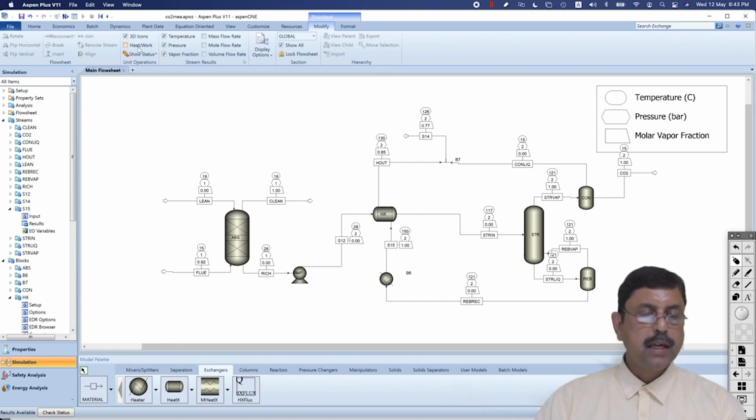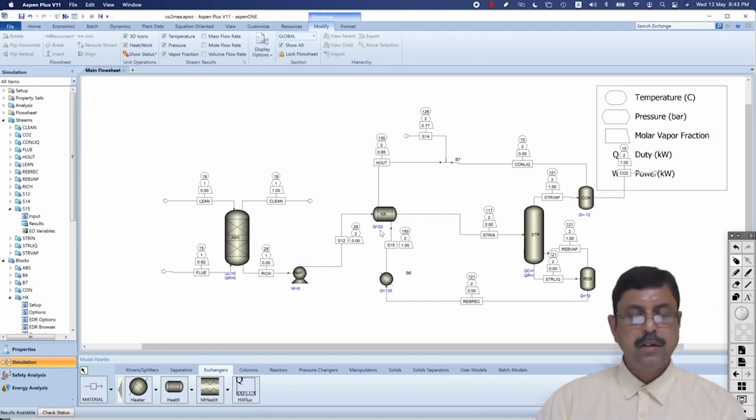If you check the heat duty, you will find 22 kilowatt. That means 22 kilowatt of duty is required to take this temperature from 28 degrees centigrade to 117 degrees centigrade. Now the temperatures are so close that it is my apprehension that it is not possible for the heat exchanger to take up enough heat from here to bring the temperature from 28 degrees centigrade to 117 degrees centigrade.